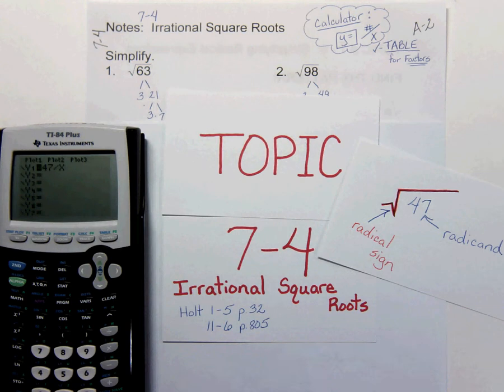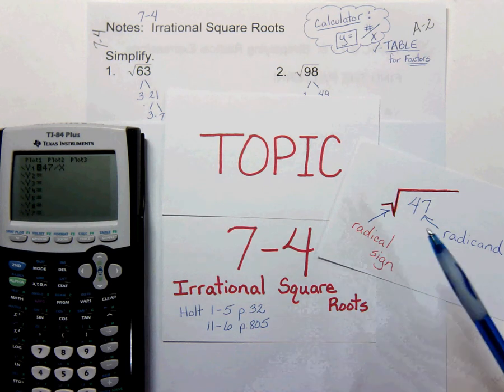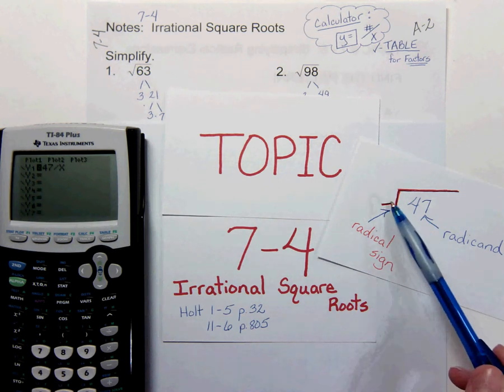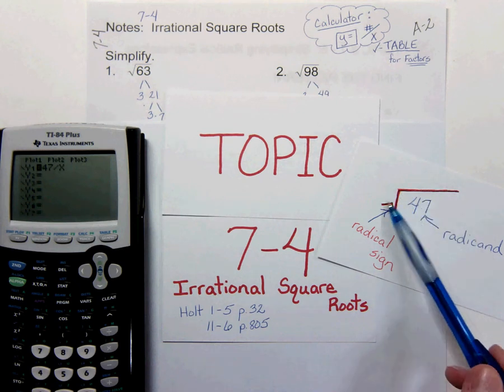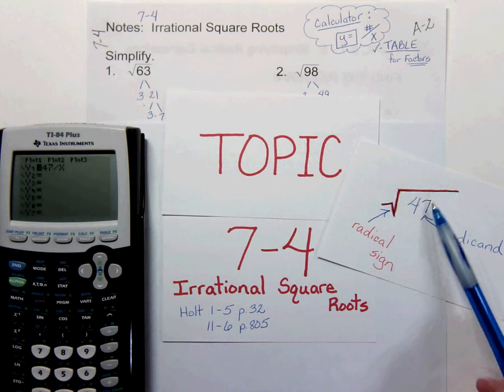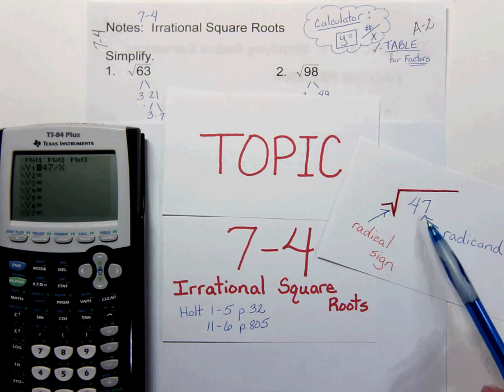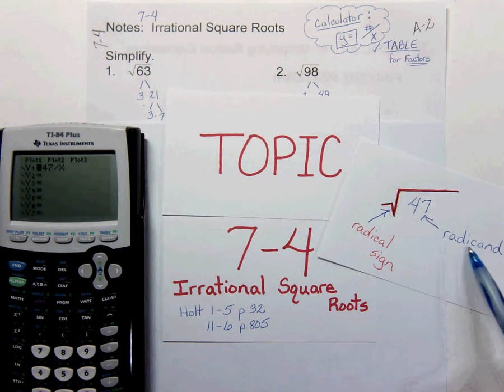But this section we're going to look at is dealing with square roots. It's also referenced in Chapter 11, Section 6 in our Holt textbook, page 805. Okay, what I want you to look at is knowing some terms here. This is a square root sign, a radical sign, so we call that the radical. The number that sits underneath the radical is called a radicand.